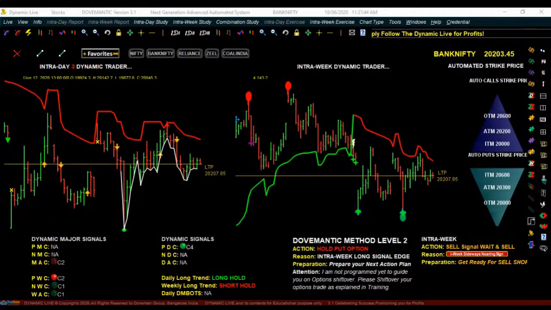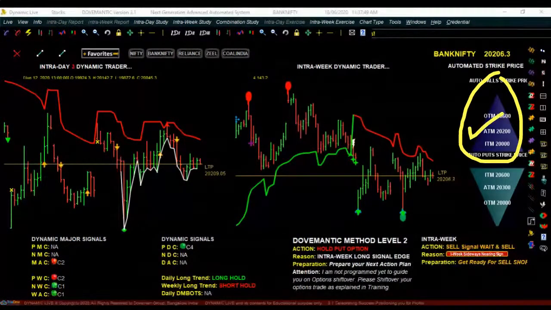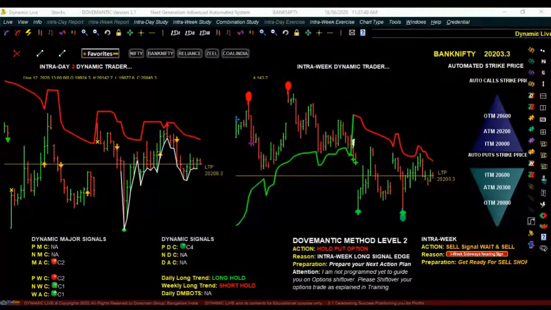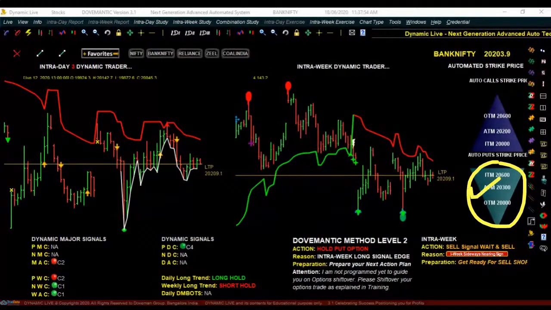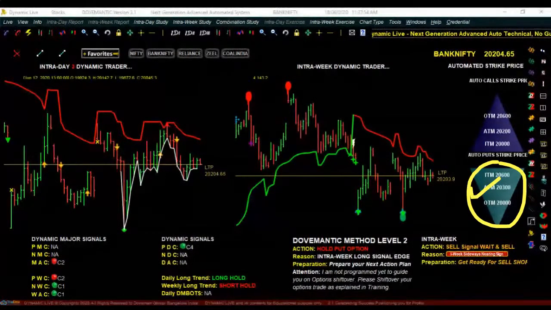So whenever it tells you to buy a call option, you can look at this pyramid pointing upward and pick one number out of these three. Similarly, when it tells you to buy a put option, you can look at this pyramid pointing downward and pick one number out of these three. That is your right strike price.